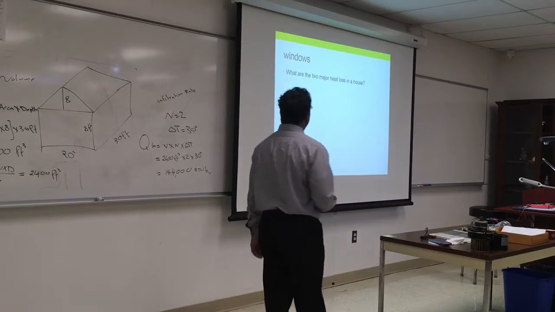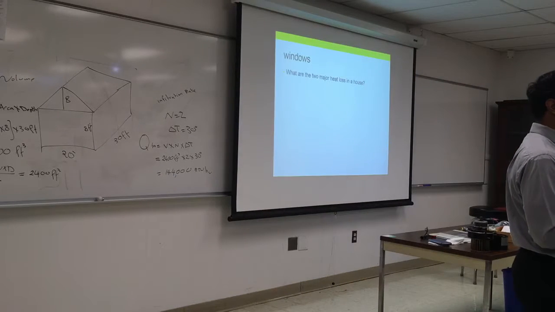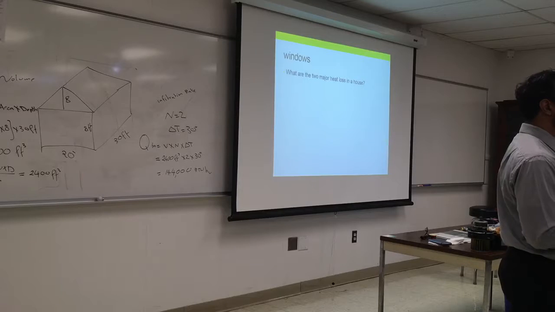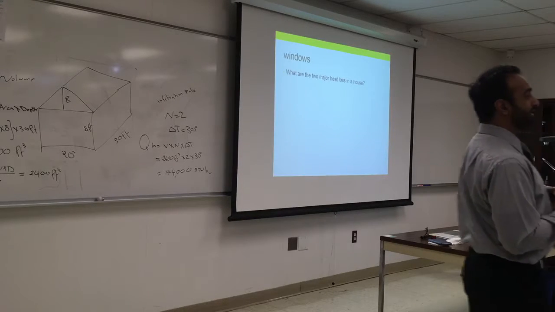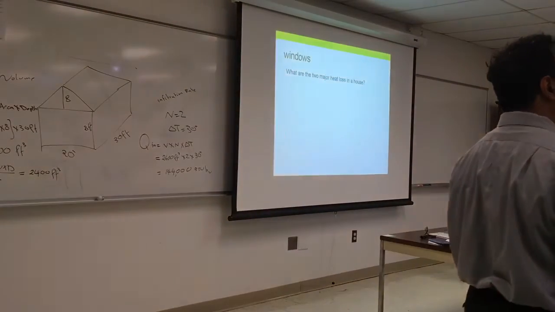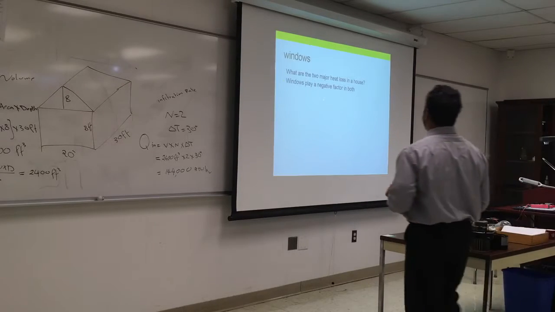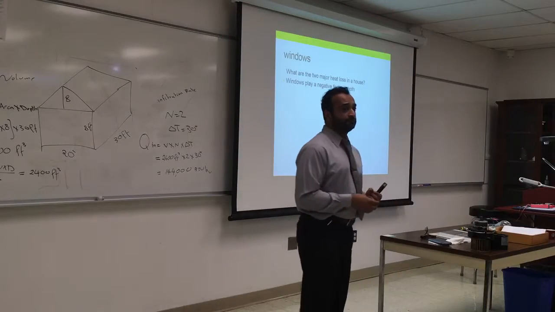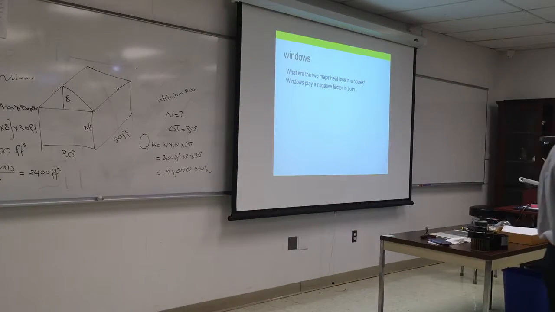Windows. What are the two major heat loss in a house again? Infiltration and transmission. And why do we need to do both? Because we cannot do heat loss on one thing and ignore the other. Windows play a negative factor in both. Windows leak air, and they also transmit immensely.